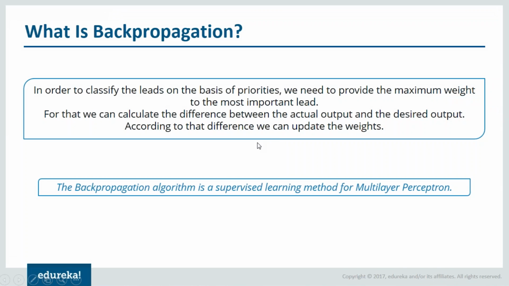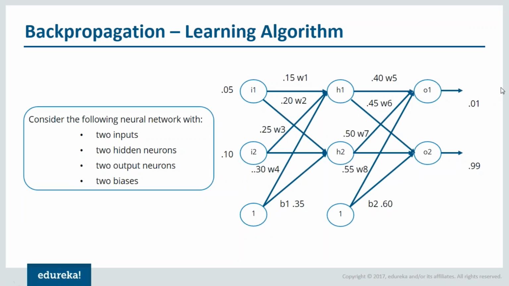Now let us understand what exactly is this algorithm. Let us understand this with an example that is there in front of your screen. So these two are our input neurons, these two are our hidden neurons, and these two are our output neurons. Now our aim is to get 0.01 and 0.99 as our output. At the same time, we have inputs as 0.05 and 0.10. Initially, we take the weights as we can see here. So 0.15 W1, 0.20 W2. So these are the weights. Plus we have 2 biases as well.